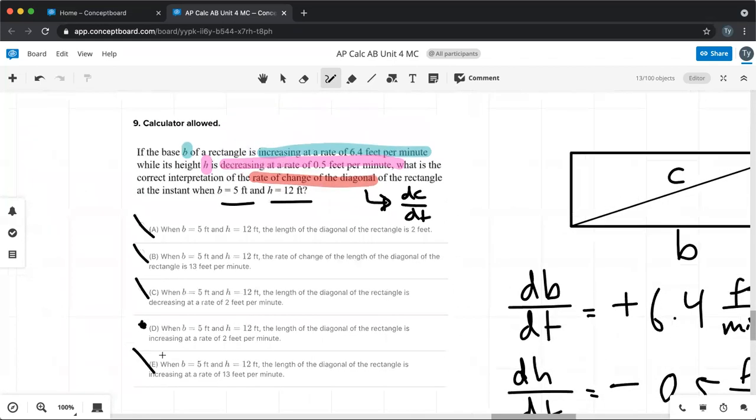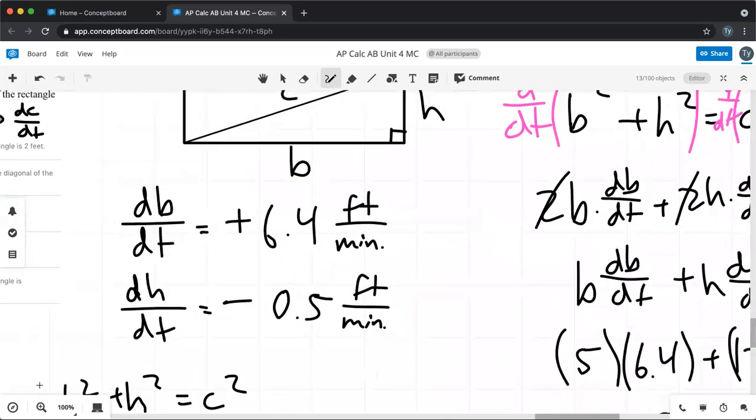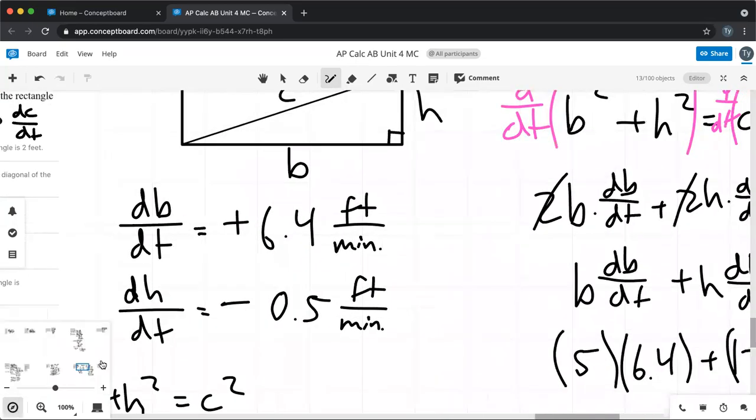If you would like a more in-depth review about related rates, please see my earlier video on related rates. I did a couple videos going through quite a few examples of related rates in much more detail than this.